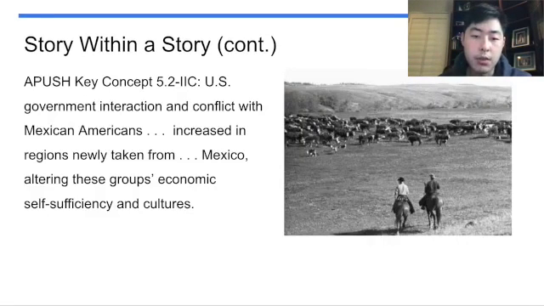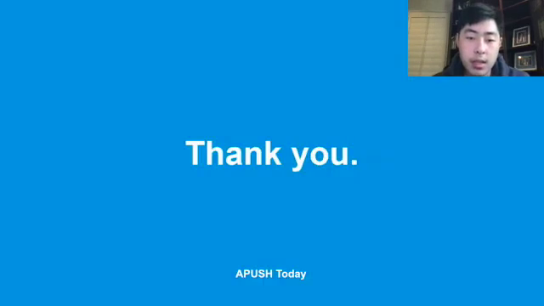More than that, if you read this book, you'll better understand APUSH Key Concept 5.22c, which states that U.S. government interaction and conflict with Mexican Americans increased in regions newly taken from Mexico, altered these groups' economic self-sufficiency and cultures. With that said, today's episode of APUSH Today comes to an end.